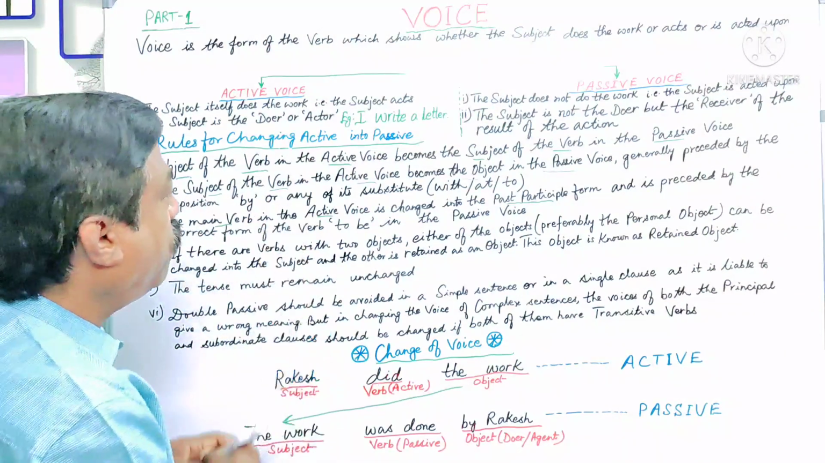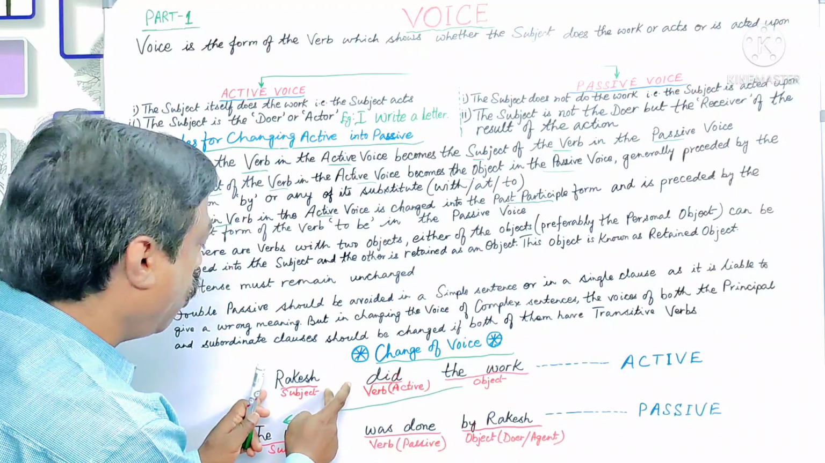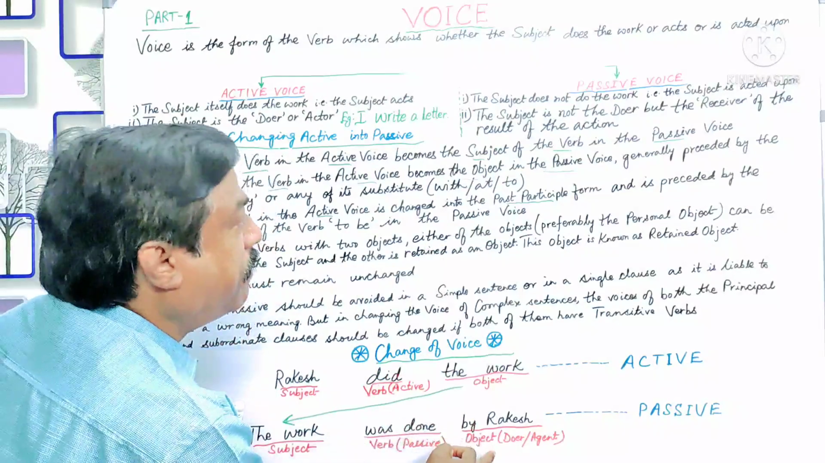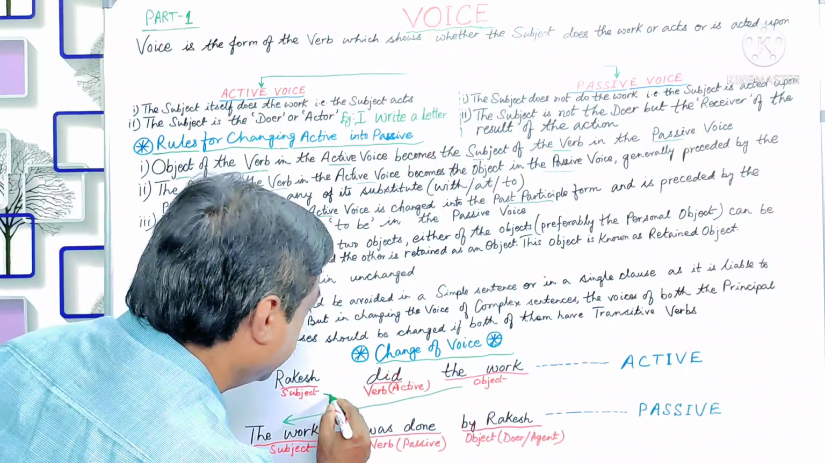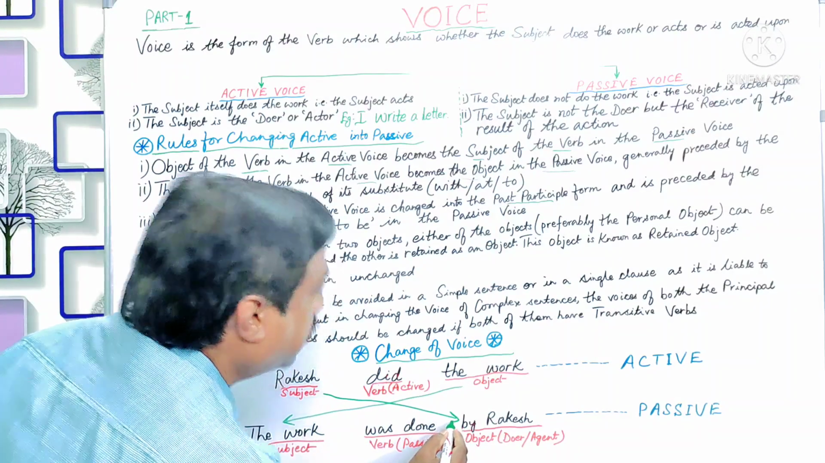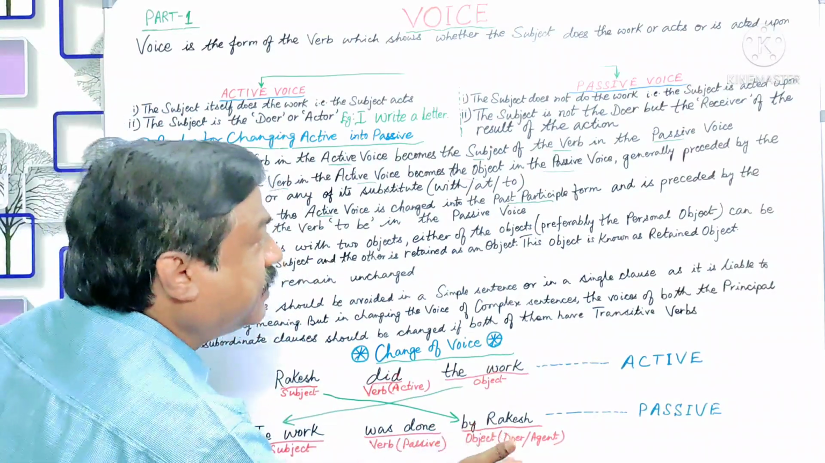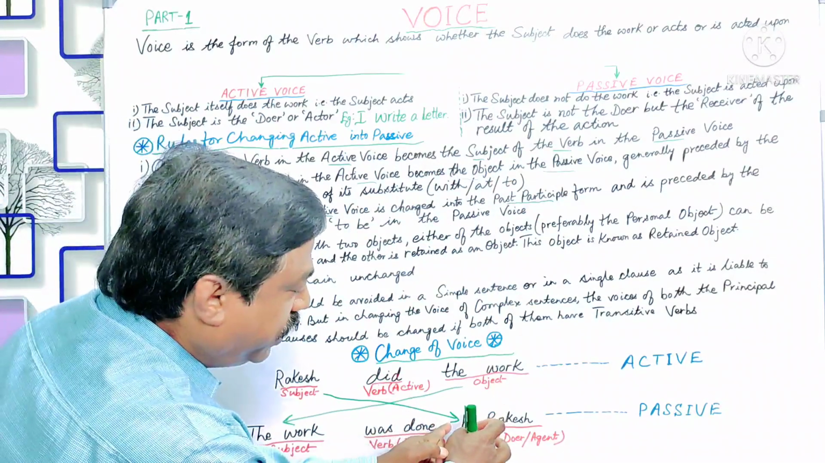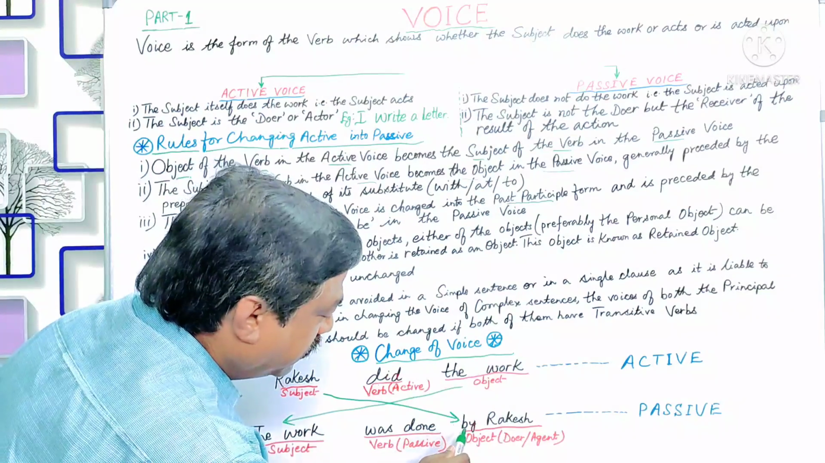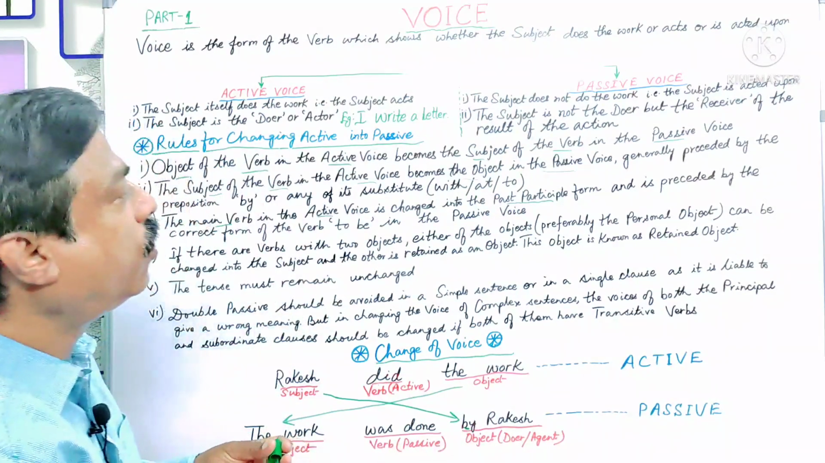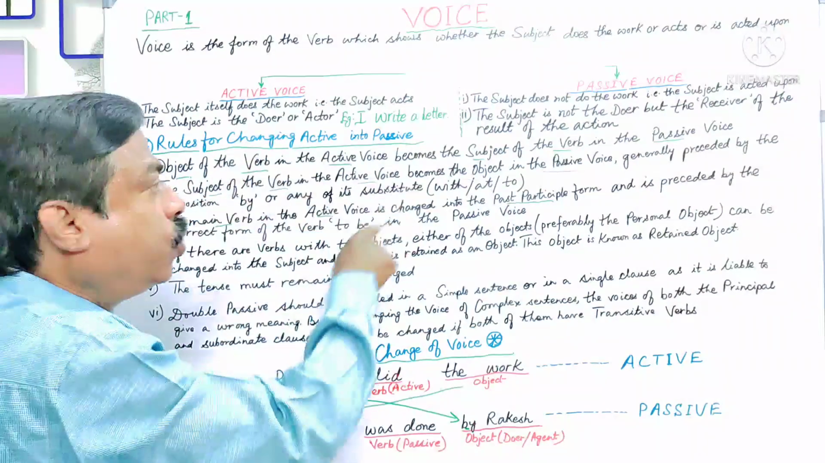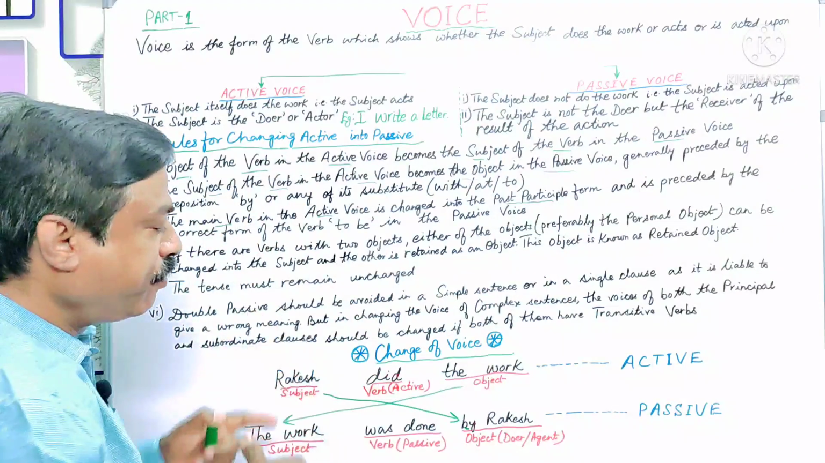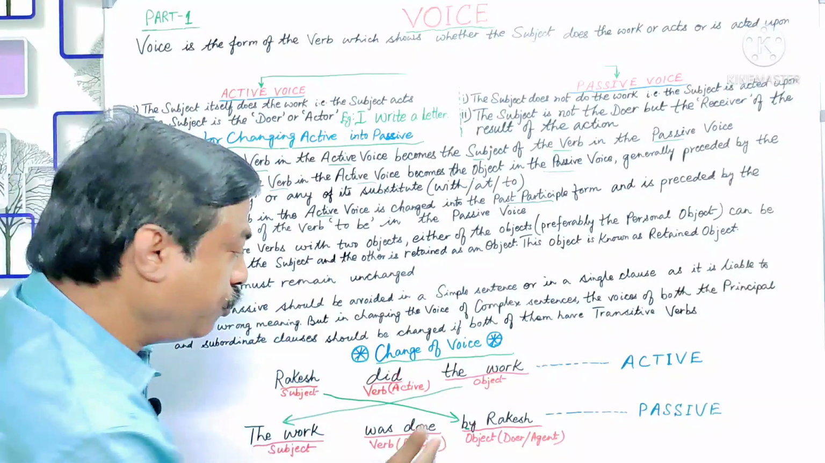The second point is the subject of the verb in the active voice. Now the subject of the verb, that is Rakesh, in the active voice becomes the object in the passive voice and is generally preceded by the preposition by. You see, by is written here. So in the second rule, it is written that it is generally preceded by the preposition by or any other preposition, but here you have to use by.